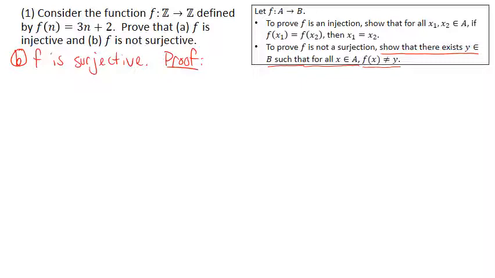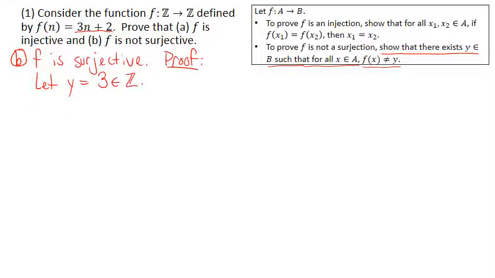You want to keep in mind here that 3n plus 2, when n is an integer, is always 2 more than a multiple of 3, but not every integer can be expressed as 2 more than a multiple of 3. For example, 3 is not 2 more than a multiple of 3, because 3 is a multiple of 3. So I'm going to say let y equal 3, which is in the integers. I'm just pointing out that that's in the codomain.